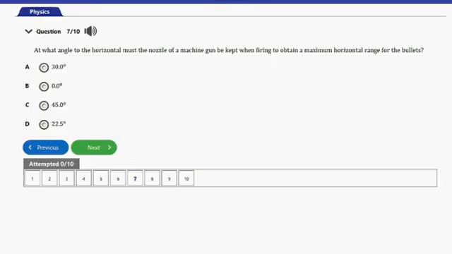So it has to be at angle 45 degrees, and that's option C. Let's go ahead and consider the next question, guys.